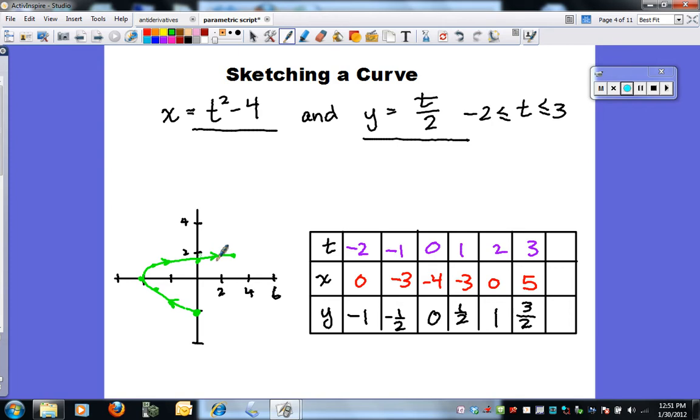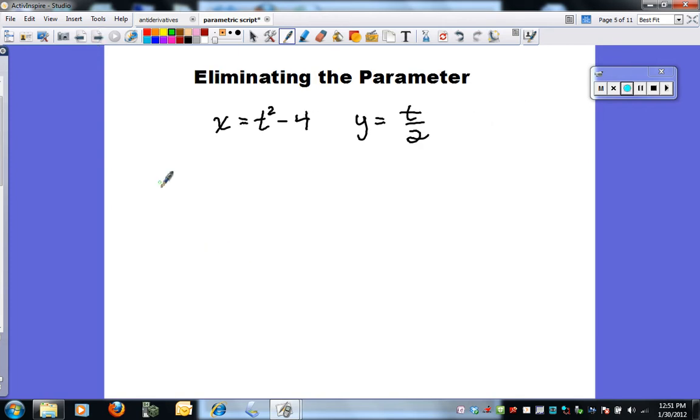So how to graph that? You see I put arrows on there because it's going in that direction like that. So now, what if we want to eliminate this parameter? What if we want to turn it back into a rectangular equation? What if we have these parametric equations and we want to be able to do some things with it? So we're going to learn how to eliminate the parameter.